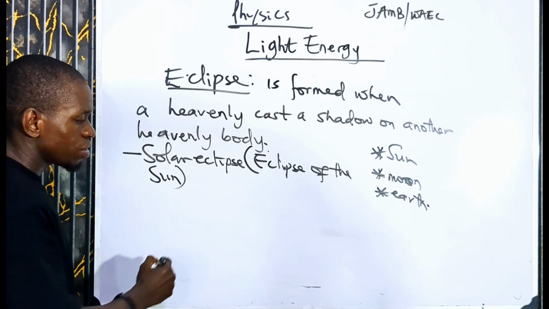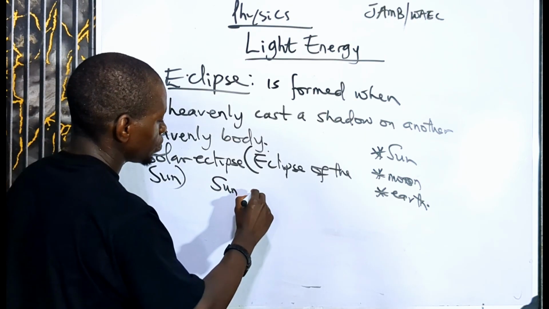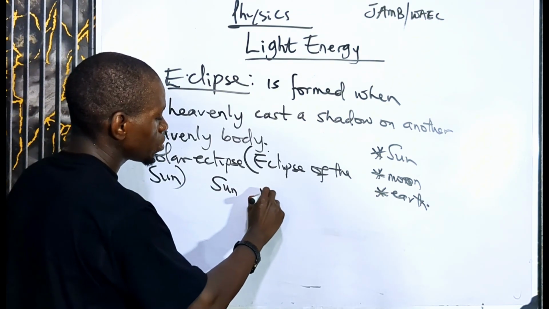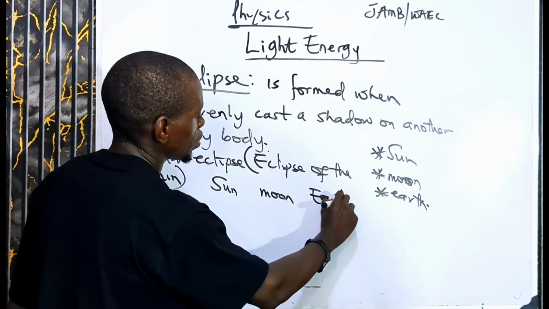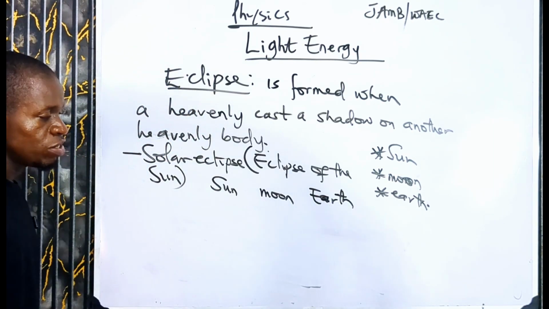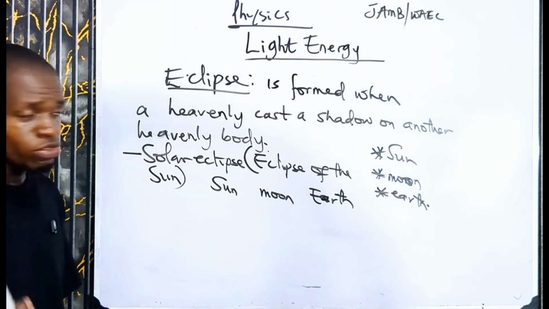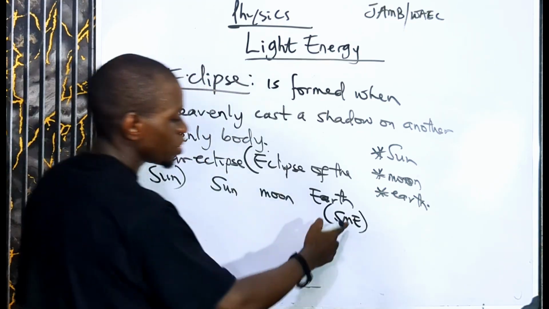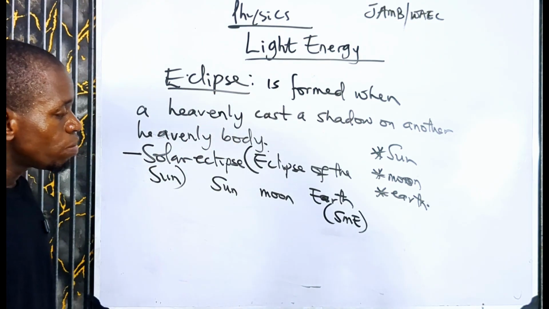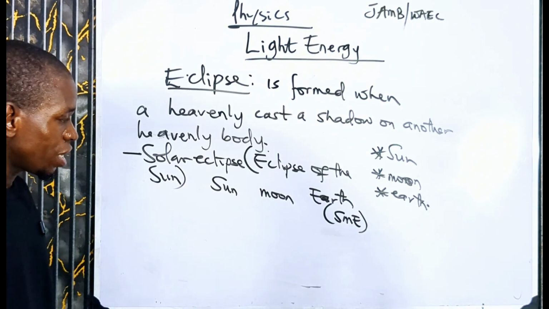When you talk about solar eclipse, you have the sun, the moon in the middle, and the earth as the third. So when you have this kind of arrangement, it is called what? Solar eclipse. You can use SME: sun, moon, and earth. When you have this kind of arrangement, it is called solar eclipse.